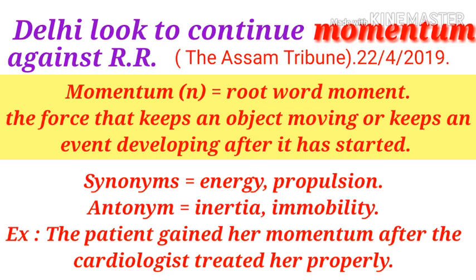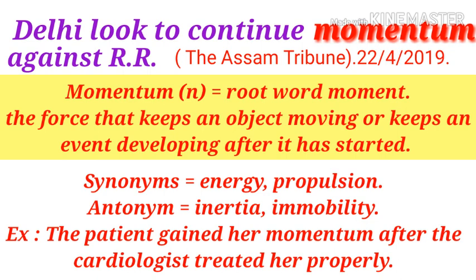That means there is some force which keeps something moving. An object moves only because of that force, or an event or any situation which keeps on moving, it doesn't stop. This is the meaning of the word momentum, and its synonyms are energy, propulsion. That means you get some force, you get some energy to do something, to move something. An object needs some force to move. Okay, that is the meaning of the word momentum. So its synonyms are energy and propulsion. Its antonyms are inertia and immobility.